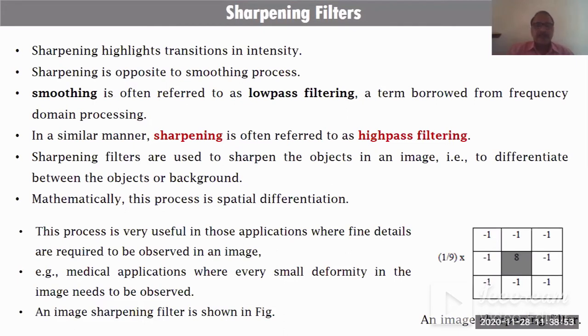Sharpening filters are used to sharpen the object in an image, that is, to differentiate between the object and the background. In a sharpening filter, we sharpen the object so that the object will be sharp and the background will be reduced or removed. So it can concentrate on the object, which creates the difference between object and background. Mathematically, this is a spatial differentiation. This process is very useful in applications where fine details are required to be observed.